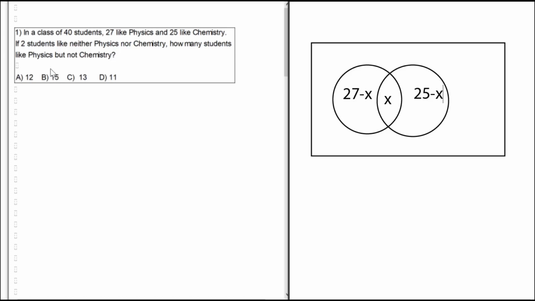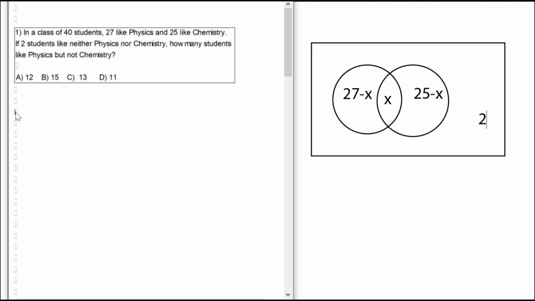And don't forget that it was mentioned that there are 2 students who like neither physics nor chemistry. So where do we put the 2 students here? It's actually outside both circles because they don't like both physics and chemistry. So now we have completed our Venn diagram. We have used all the information except this one. We know that the total number of students is 40.